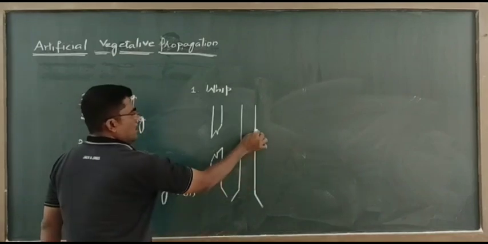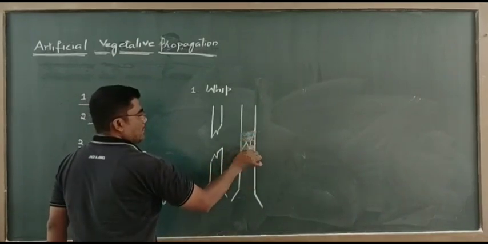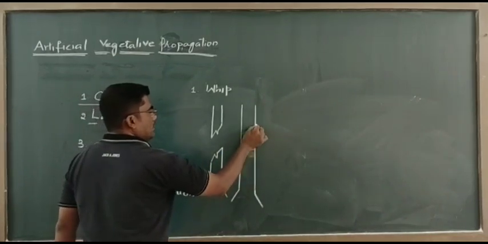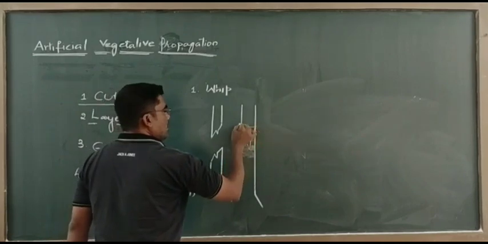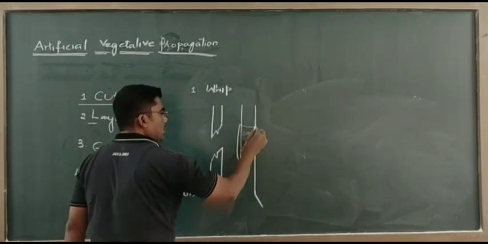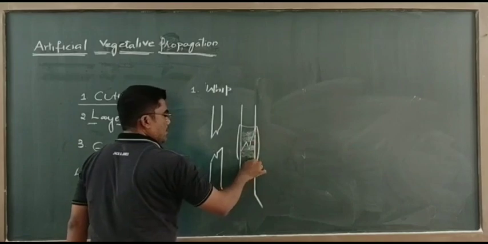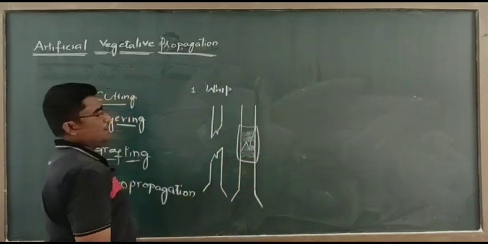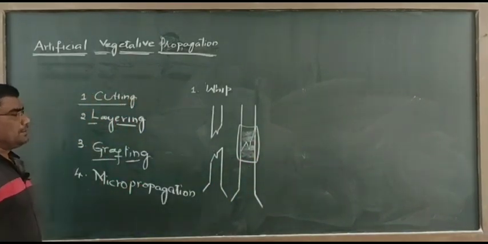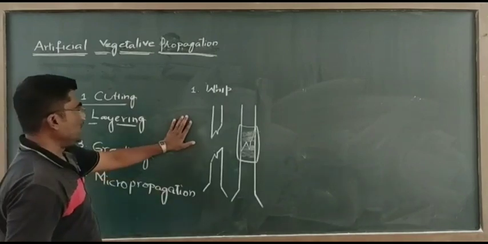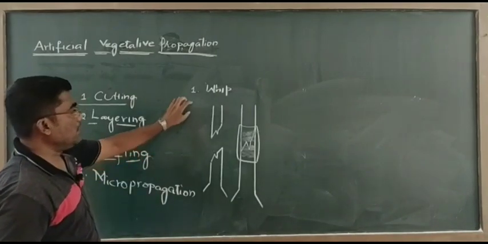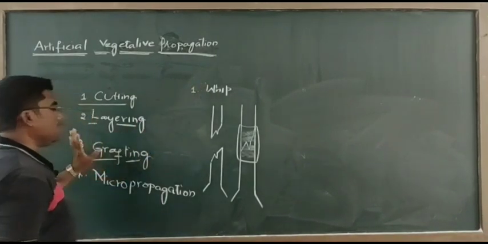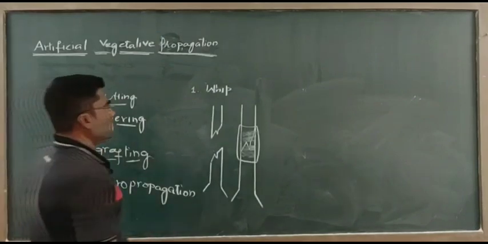Now grafting clay is applied and this grafted part is covered with the polythene cover. So this grafting is performed. Which type of grafting is it? The whip method of grafting. Now we observe the second method.